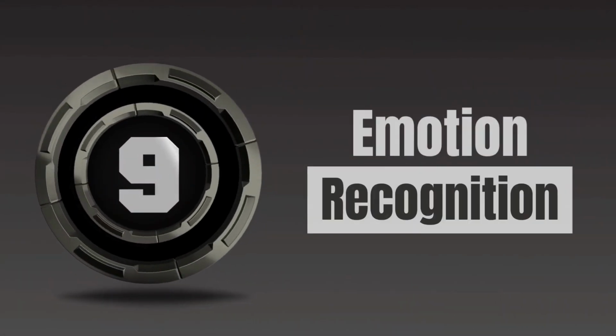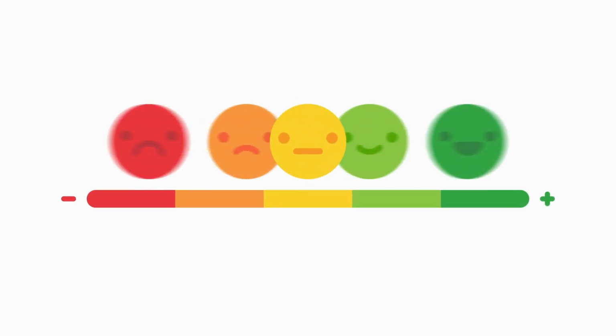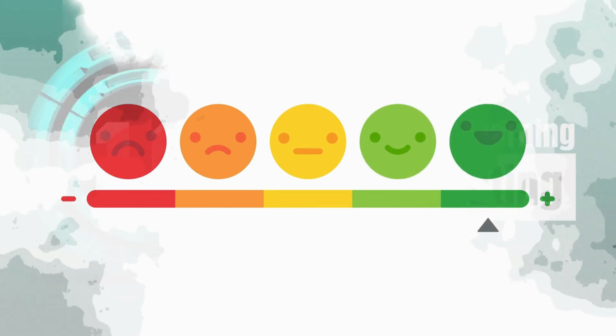Then the next one is emotion recognition. While not perfect, ChatGPT has the ability to recognize and respond to the emotional tone of user inputs, which can enhance its interaction quality and make its responses seem more empathetic and context aware.